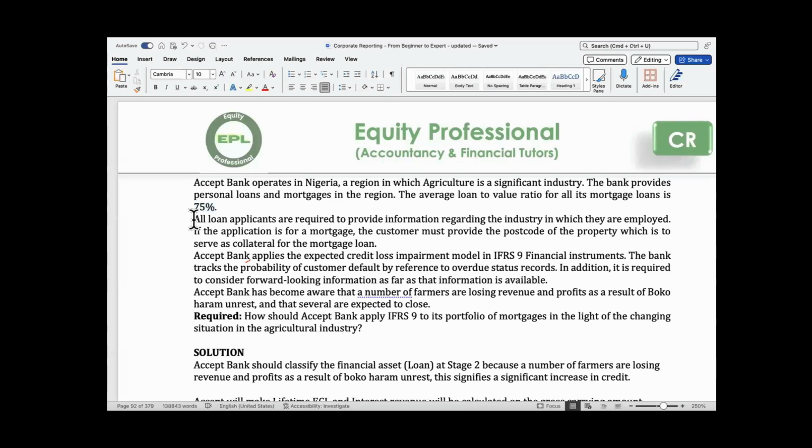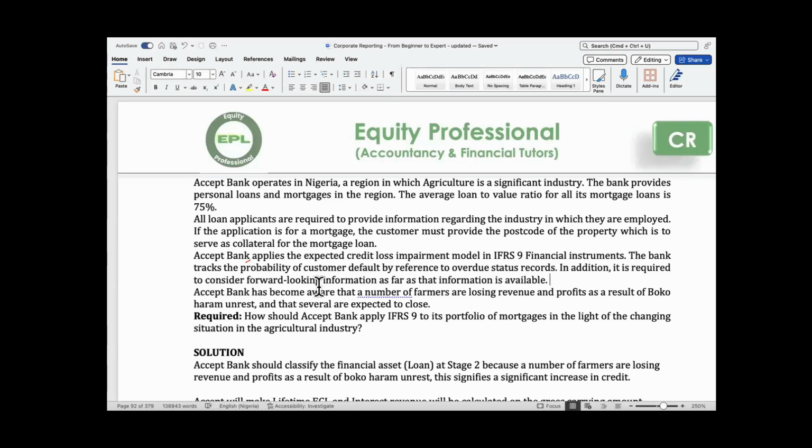Then it says all loan applicants are required to provide information regarding the industry in which they are employed. If the application is for a mortgage, the customer must provide the postcode of the property which is to serve as collateral for the mortgage loan. We're now told that Asset Bank applies the expected credit loss impairment model in IFRS 9 Financial Instruments. The bank tracks the probability of customers' default by reference to overdue status records. In addition, it is required to consider forward-looking information as far as that information is available.